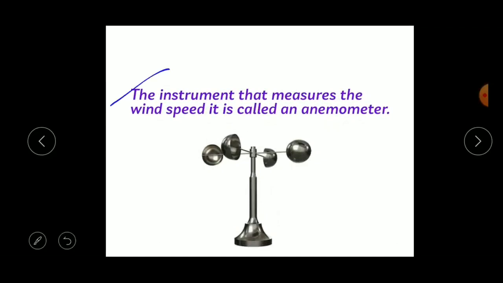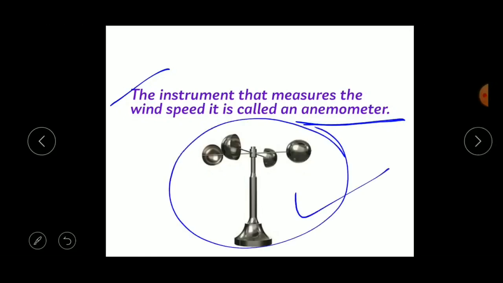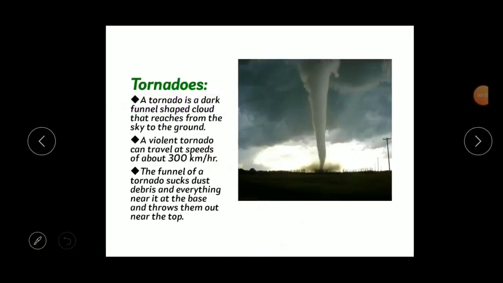Okay, the next point is the instrument that measures the wind speed is called an anemometer. Children, you have to remember this. It may be asked in your exam: name the instrument that is used to measure the wind speed. The answer is anemometer. This is how it looks. Understood, children? Now let's move to the next topic, that is tornadoes.